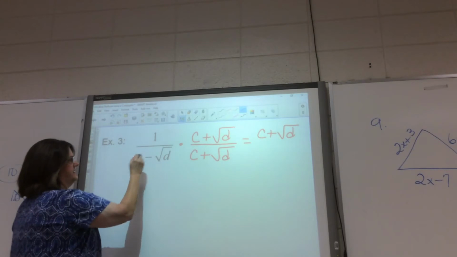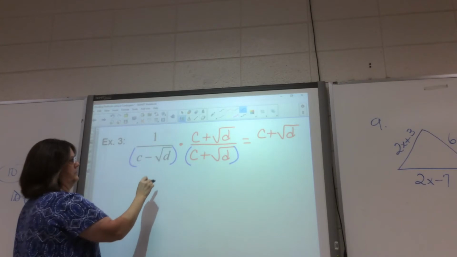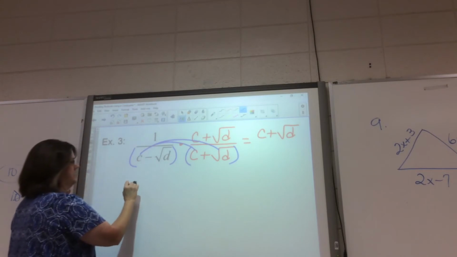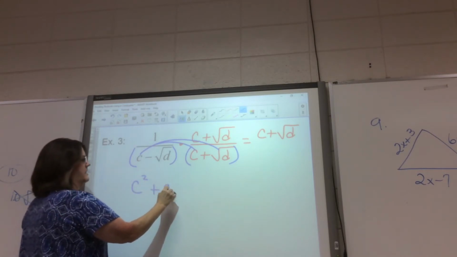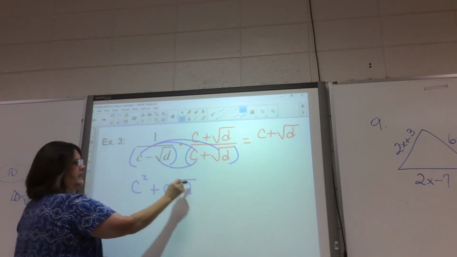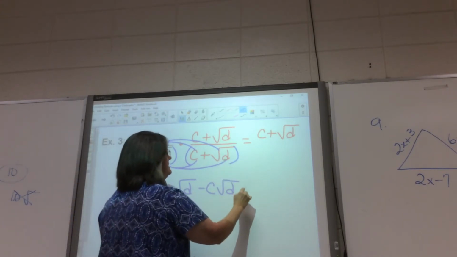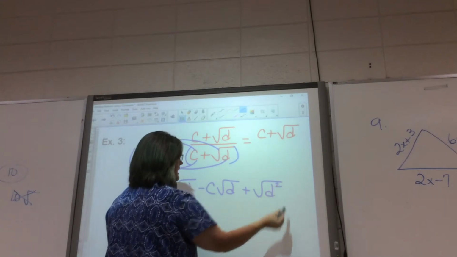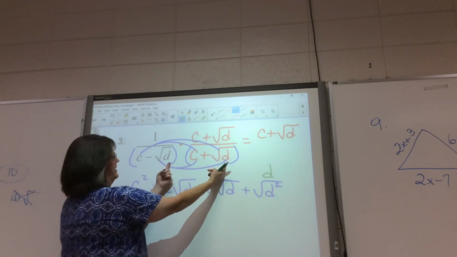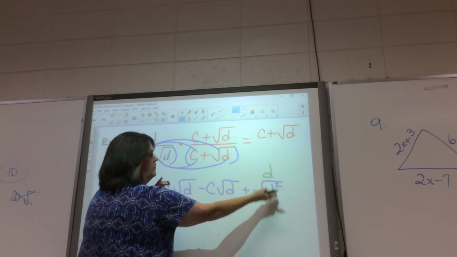Now, to multiply these two, it's like multiplying two binomials. I'm going to multiply c times c and c times the square root of d. That's going to give me c squared plus c times the square root of d. Then I'm going to multiply these two, and this one's negative, so minus c times the square root of d. And then this is plus the square root of d squared, and the square root of d squared is d. When I multiply the same thing and they're both under the radicals, whatever's under the radical goes away.